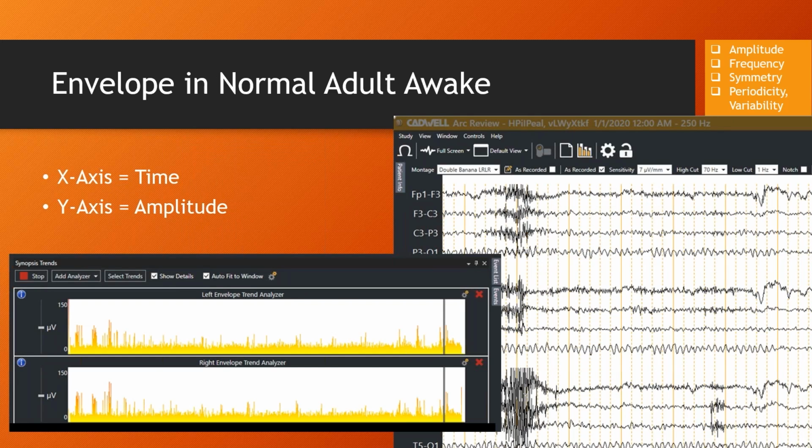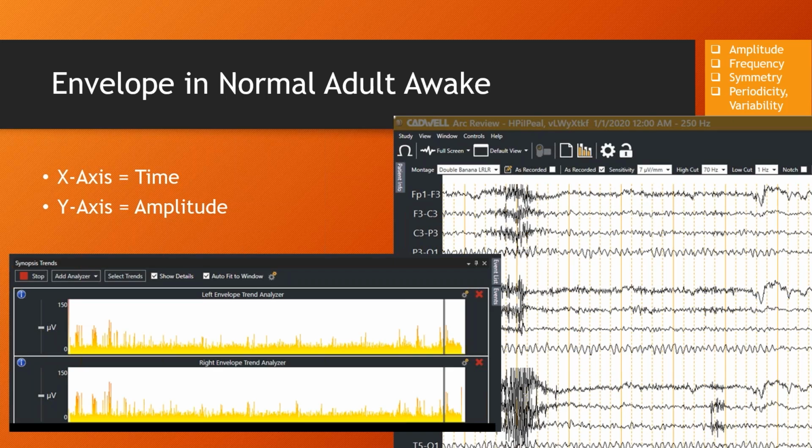So this is what we see when we look at the envelope in a normal adult who's awake. And you can see that if you look at the trend, you'll see a couple of things. Number one, of course, the x-axis is time, the y-axis is amplitude. And just a quick value judgment, it looks pretty symmetrical. This is the left side over the right side, and we see very symmetric activity. Some earlier higher peaks, some later higher peaks. Nothing really significant that stands out.